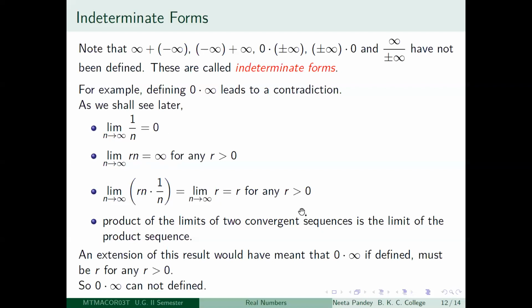But R is any arbitrary positive real number. So I am getting 0 times infinity equal to any positive real number. That is, 0 times infinity cannot be well defined, right? So I'm saying that 0 times infinity cannot be defined. By this analytical argument, I try to give a justification of this. This is not a proof in any sense of the word. We have to go into some logic for that. We will not do that.